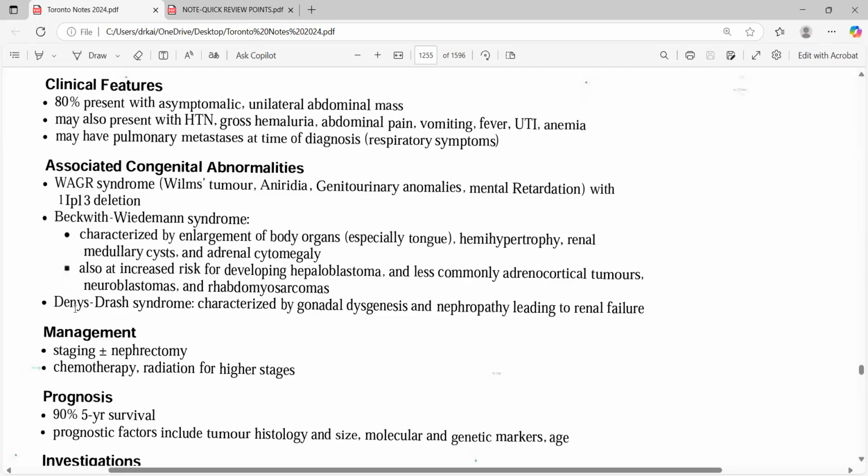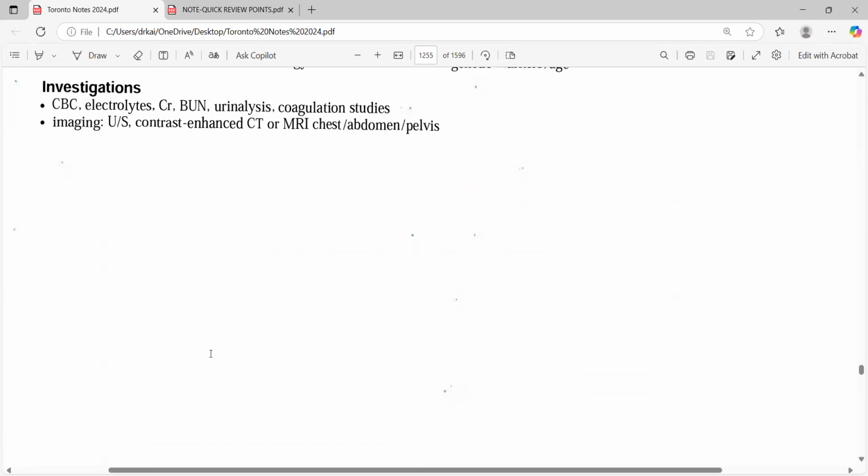Then Denys-Drash, I would say it's just something that could be given in MCQs as an inside option. So if you don't know anything, at least with Denys-Drash, you can say, oh yeah, this is this one or this is not this one. Just for that. Denys-Drash is mainly for the genitals. Think of Denys as in genitals: gonadal dysgenesis or nephropathy.